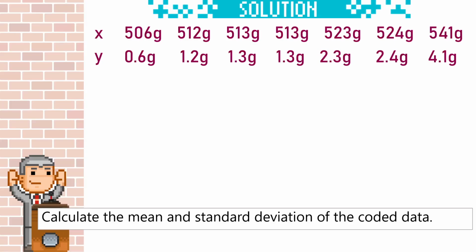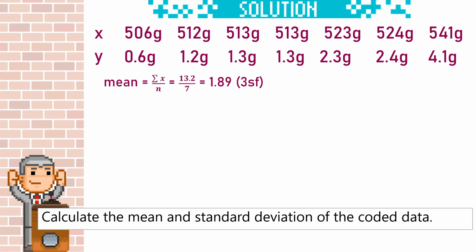We're asked to find the mean and the standard deviation of the coded data. So we're just going to find the mean by working out the sum of the x over n. And so the sum of the x, when you add them all together, is 13.2 divided by 7, because there's 7 pieces of data, which will be 1.89.